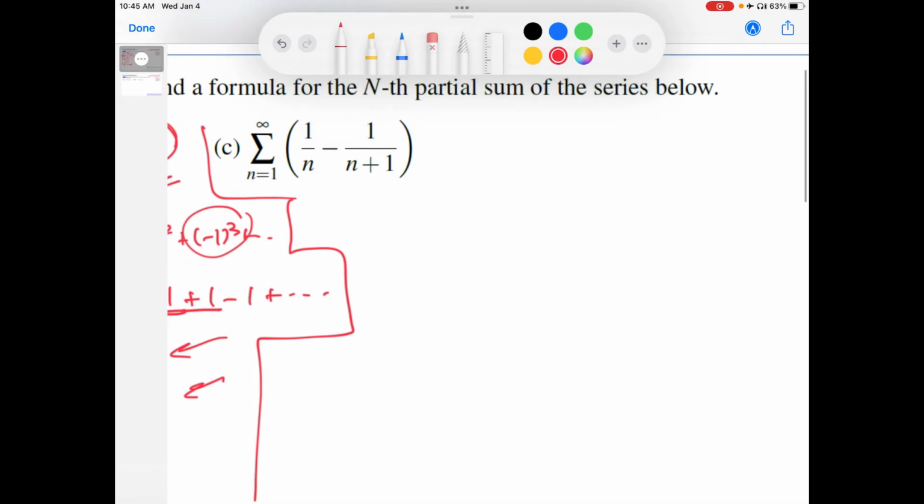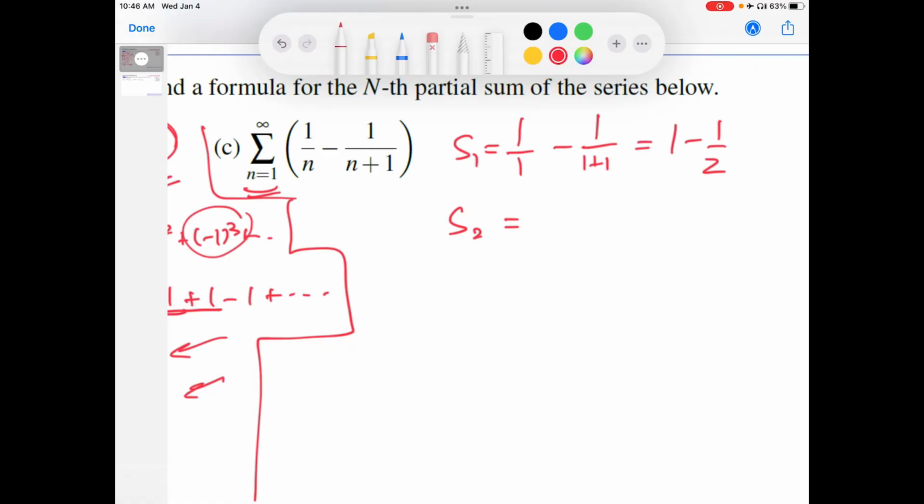So we want to find an S sub n formula here. We'll do the same thing. We'll write out the first term. That's S1. So when n equals 1, I get 1 over 1 minus 1 over 1 plus 1. So that's 1 minus 1 half. Okay, how about S sub 2?